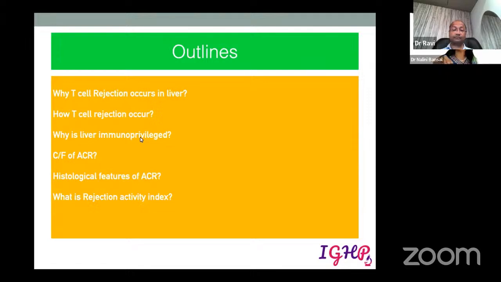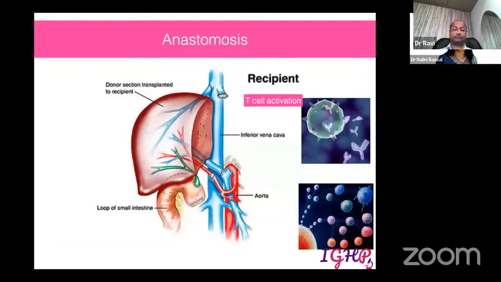Then we'll be discussing the clinical details of an ACR, how they present and what is the common derangement of the LFTs which is usually seen. Then finally, we'll come to the histological features of the ACR, which will be discussed in detail. And then we will be coming to the recent BANFF classification, that is the rejection activity index, what is RAI and how it is graded.